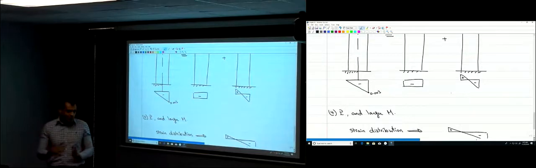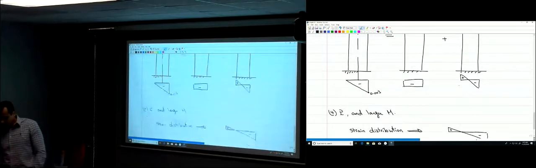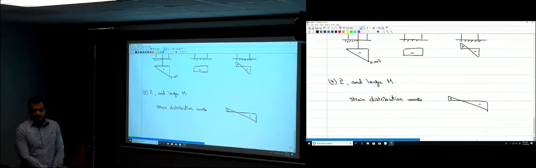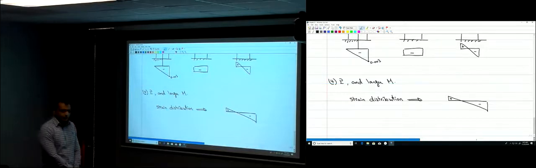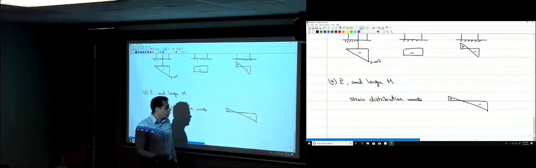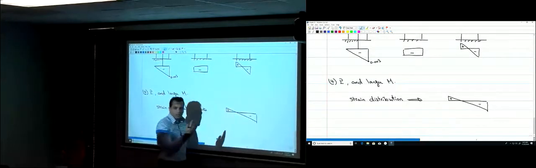Will it be negative or positive, okay? So here, this column, when will it fail? What controls the failure of the column? Again, when this strain becomes 0.003. What about this strain? I don't care about this strain.